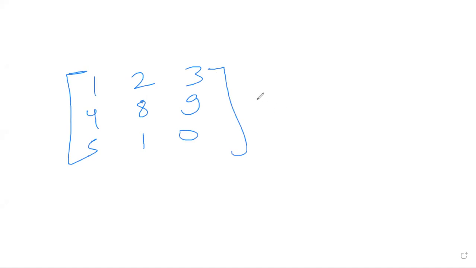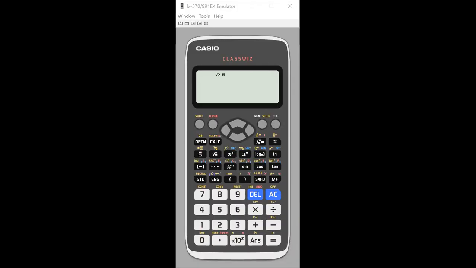Now here, you need to do the row operation. What will be the row operation? R2 goes to R2 minus 4 R1, right? Don't do it yourself, use the calculator. How will you use the calculator? Let's see. So remember the operation. The operation was R2 minus 4 R1.